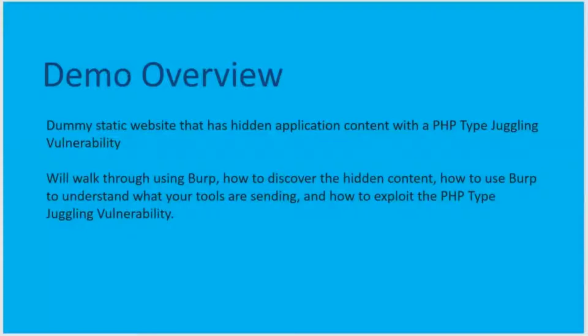And along the way, we'll walk through Burp, how to discover this hidden content that was on this site, and then how you can also use Burp to understand other tools like SQL Map. Maybe you've used SQL Map and you're like, wow, that's really cool, but I have no idea how it works. Well, you can use Burp to figure out what it does. It'll show you the send and the request, and you can try to understand. That's how I've learned myself. And then finally, we'll exploit the PHP type juggling vulnerability in my demo app.